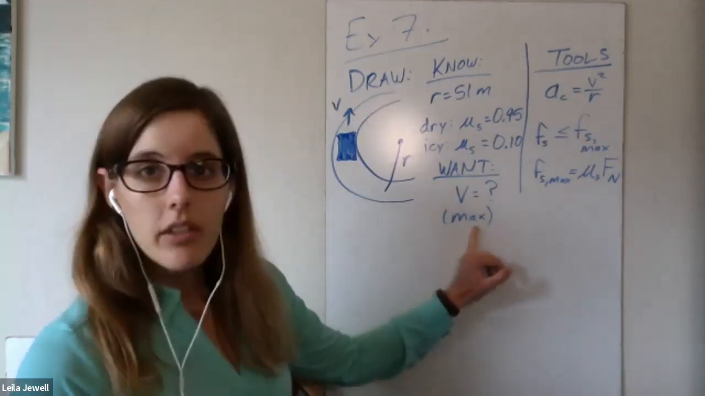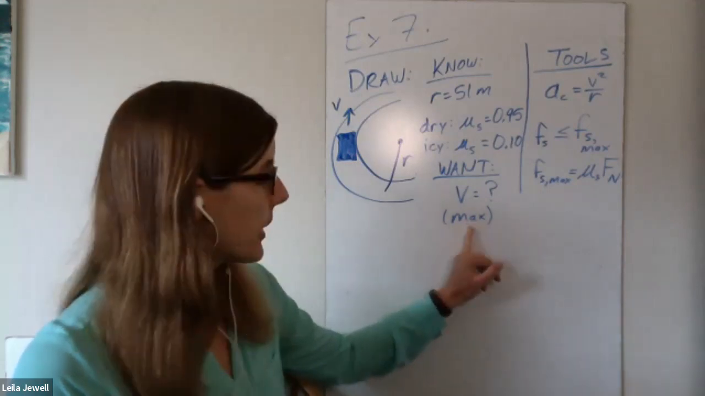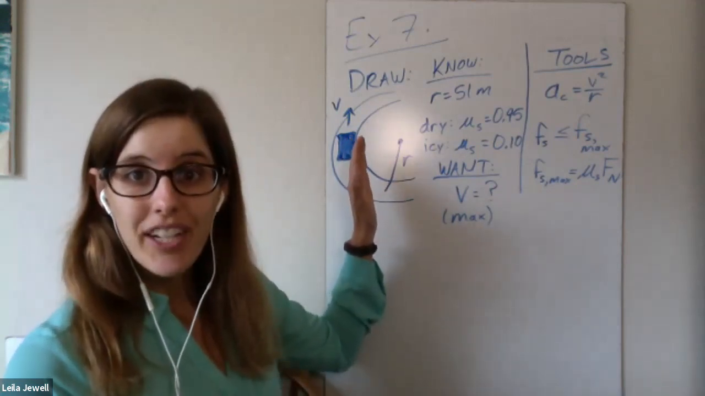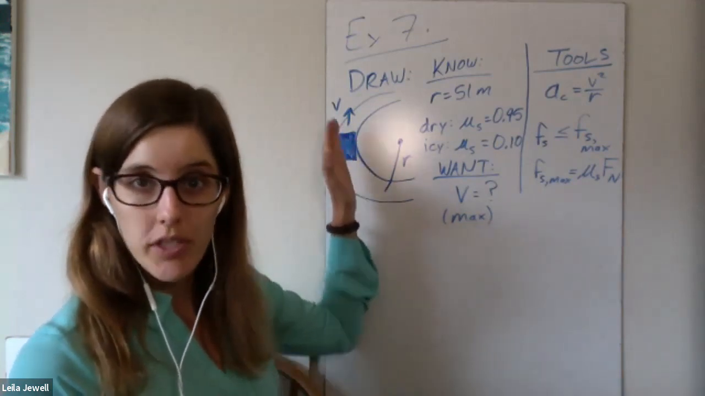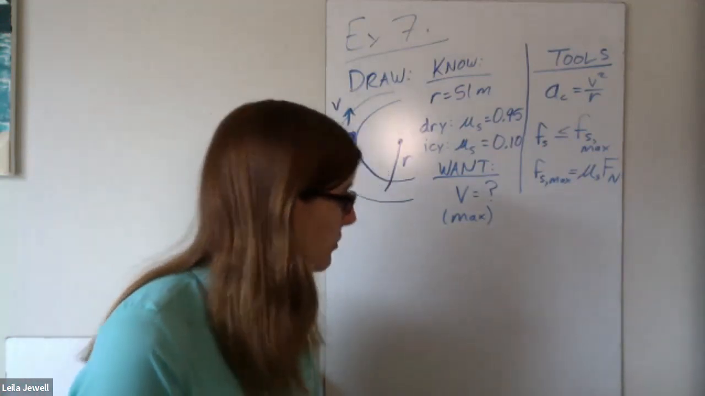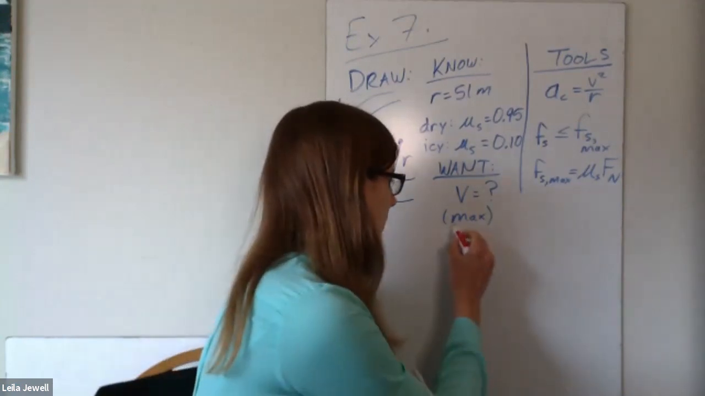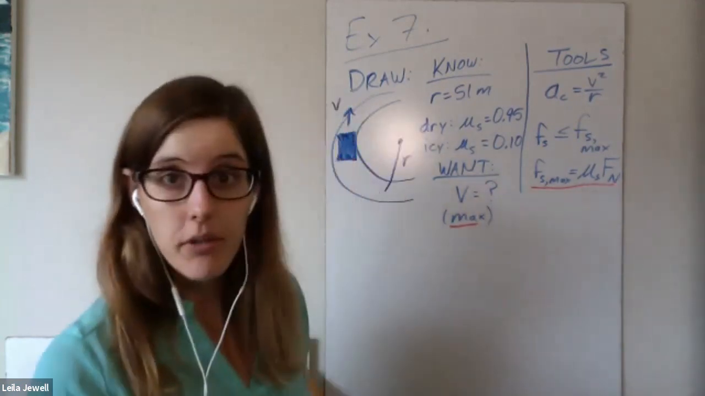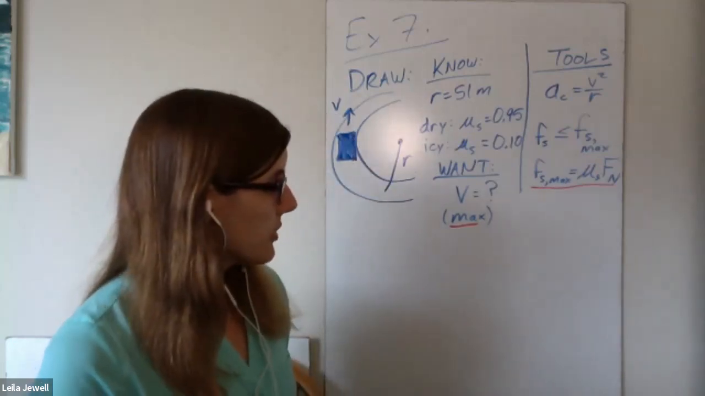Now for this one, notice we want to find the maximum speed. If we're finding the maximum speed, that means we are pushing the limit where if our car started to go any faster, the force of static friction would not be able to hold it in place, right? We wouldn't make the turn. We'd start to peel out. And so because we're finding the maximum speed, that also tells us that it's going to be the largest possible value of the force of static friction. So that's a really nice little detail there. All right, this is a pretty good start on the tools.